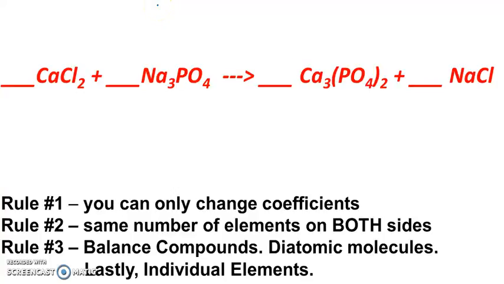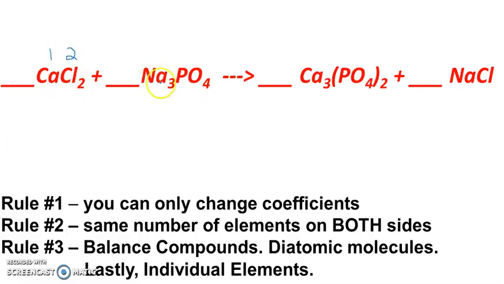Hello, today I'm going to show you how to balance chemical equations. Before you get started, the first thing you need to do is identify the number of elements you have on both sides. So right here, the calcium has no subscript, so it's just by itself, so you've got one. This chlorine has a subscript of 2, so you've got 2 chlorines.